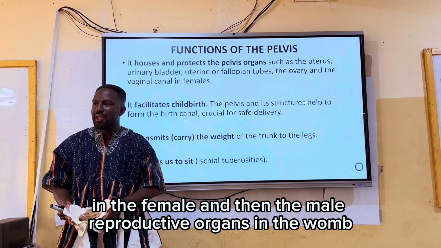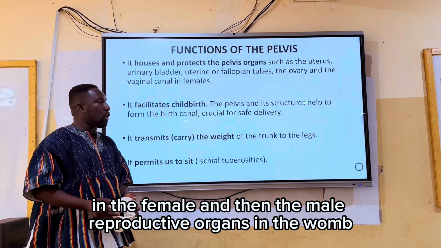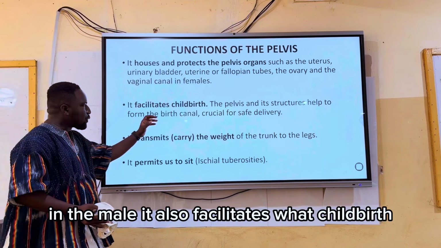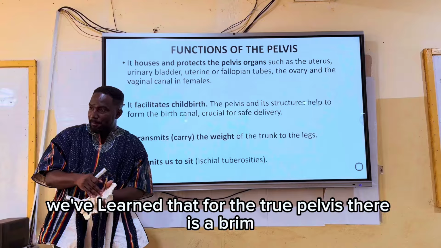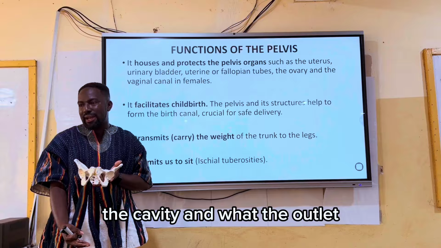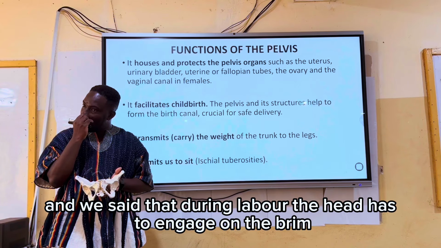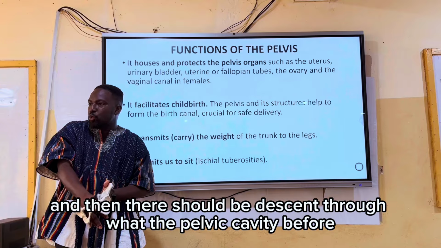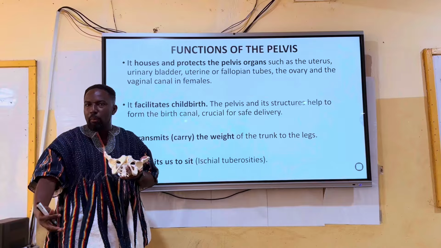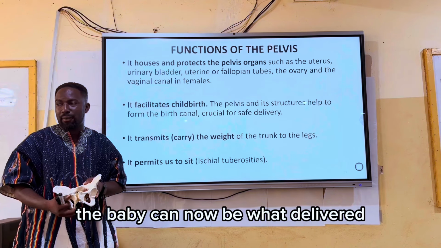So one key function of the bony pelvis is that it houses all the reproductive organs in the female, and the male reproductive organs in the male. It also facilitates childbirth. We've learned that the true pelvis has the brim, the cavity, and the outlet. During labor, the head has to engage on the brim, and there should be descent through the pelvic cavity before the baby can be delivered.